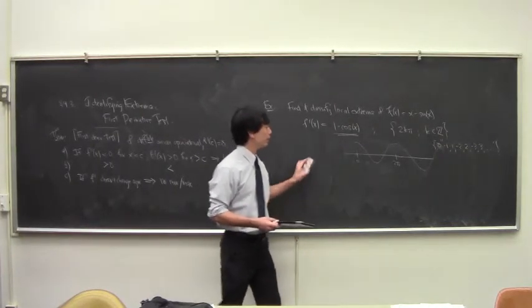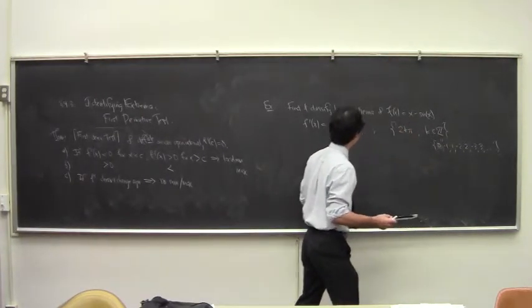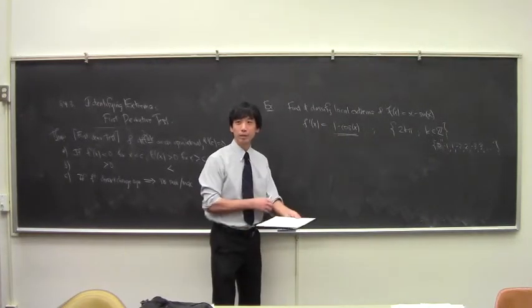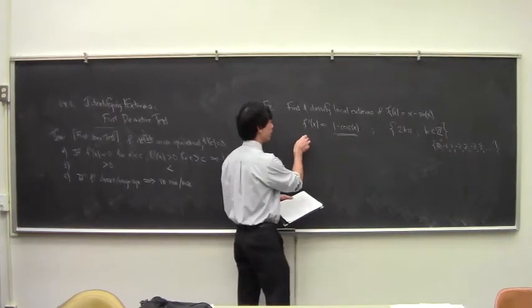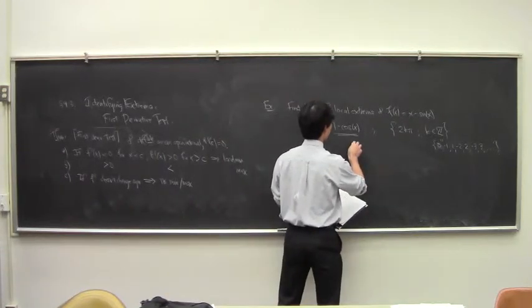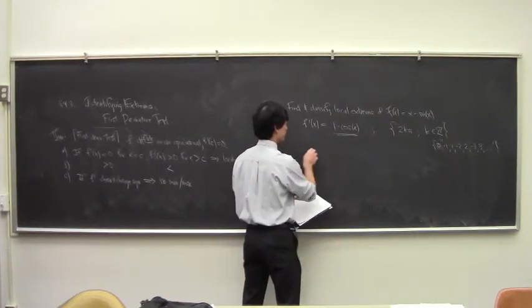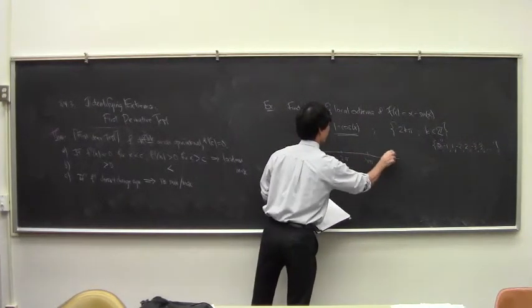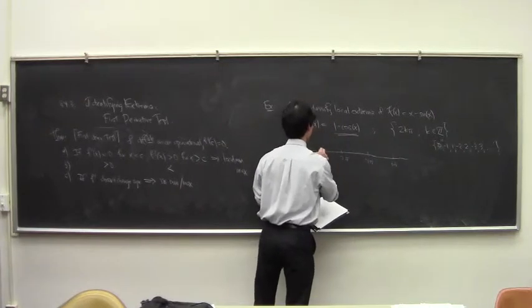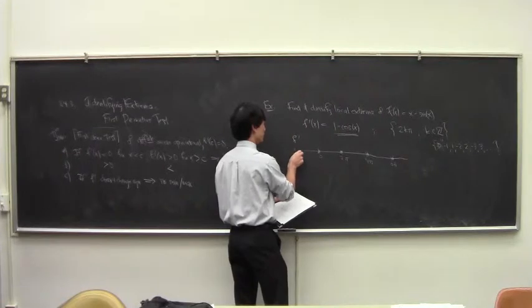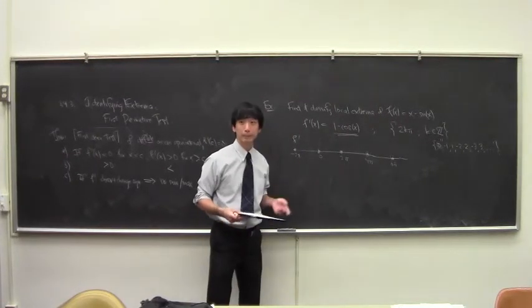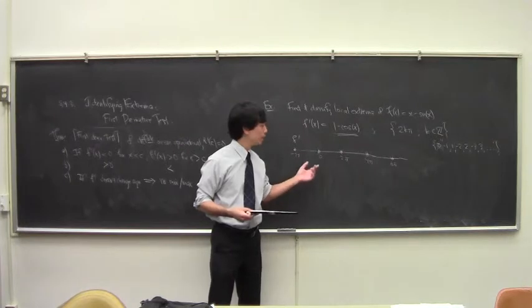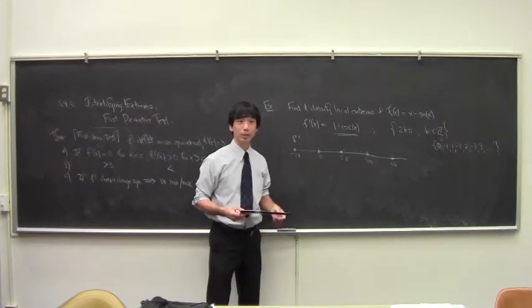Okay. So then what do we need to do? We need to look at the signs of this thing. So this thing is 0 at 0, 2 pi, 4 pi, 6 pi, and so on. F prime is 0 at these points. And then what about the values in between?